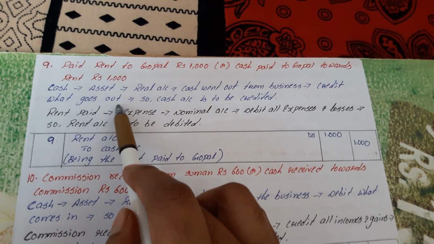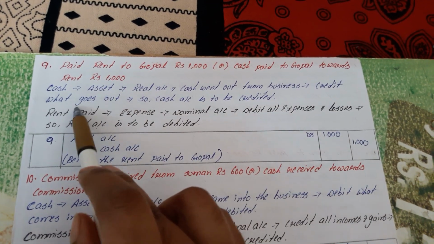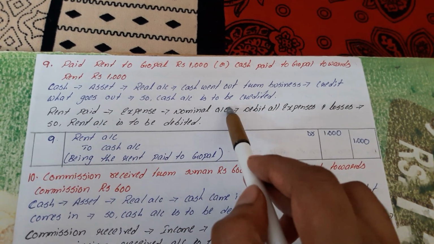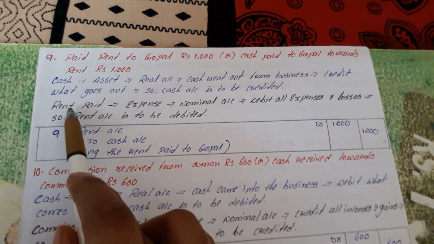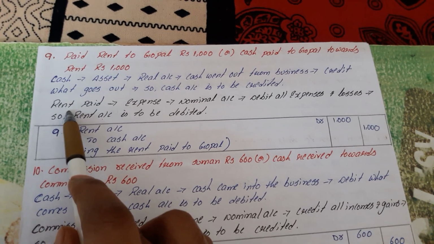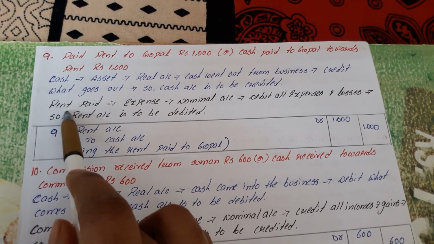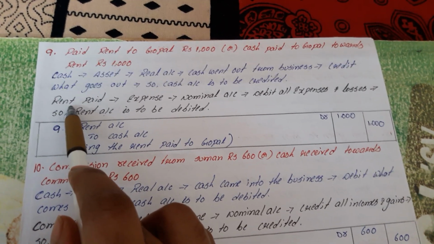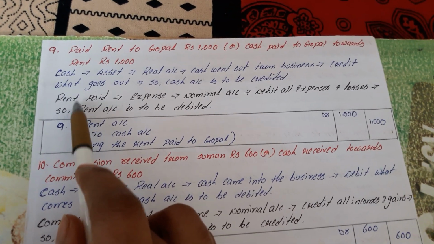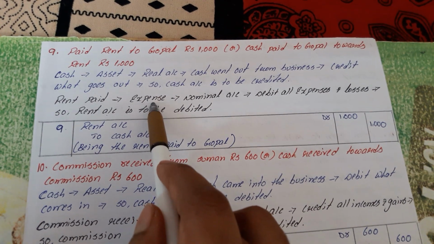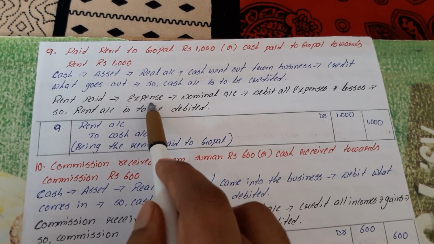According to the rule of a real account, we have to credit what goes out. So cash account is to be credited. Next is what we have paid. We have paid rent to the person, so we incurred an expense. What is the expense that we had incurred? We had paid cash, in the form of rent. Rent is called an expenditure for us, that is nothing but expenses.